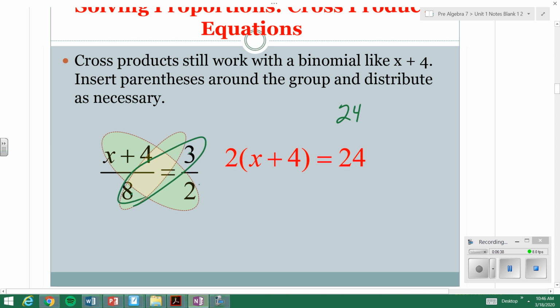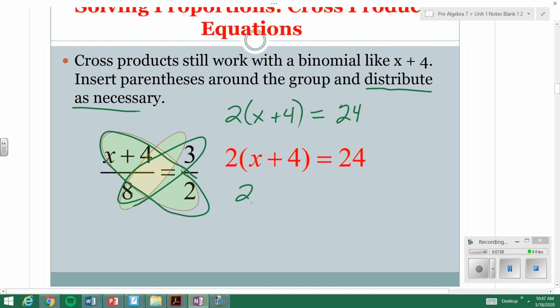And the other one is going to be 2 times whatever x plus 4 is, okay? And 2 times, in parentheses, x plus 4. This cross product is equal to this cross product. Now, as the directions say on this note slide, distribute as necessary. I am going to have to use the distributive property to say that is 2x plus 8 is equal to 24.